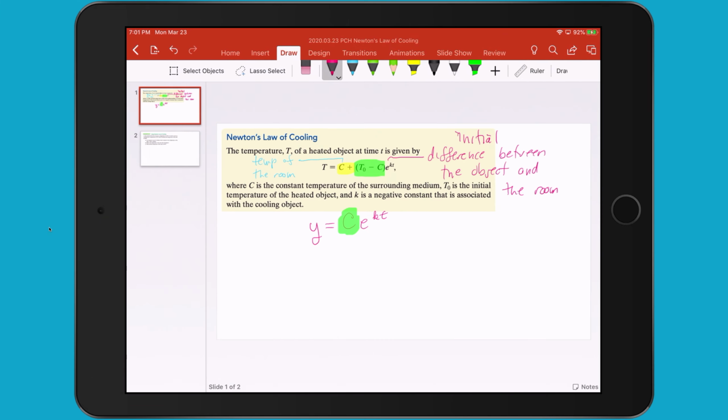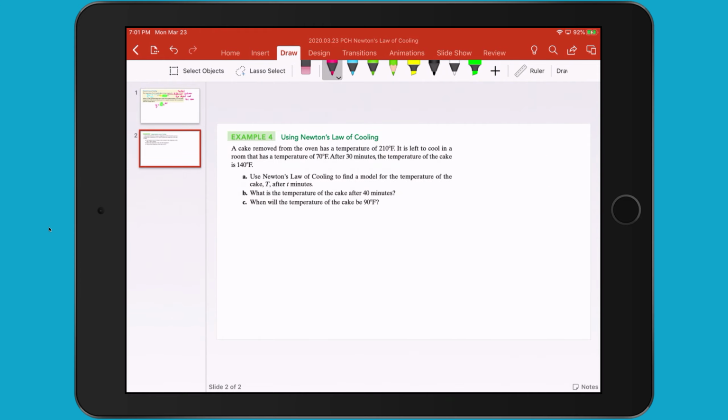Okay, so let's do an actual problem so that you guys can see how this works. A cake removed from the oven has a temperature of 210 degrees Fahrenheit. It is left to cool in a room that has a temperature of 70 degrees Fahrenheit. After 30 minutes, the temperature of the cake is 140 degrees Fahrenheit. Now, Newton's law of cooling is the temperature of the object equals the room temperature plus the difference between the initial temperature of the object and the room temperature, e to the kt. And as usual, the problem is finding k. That's always the tricky part.